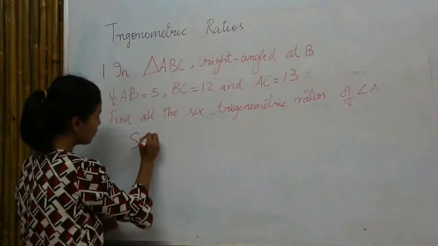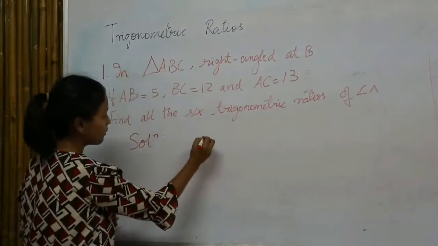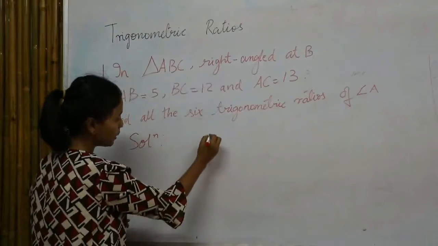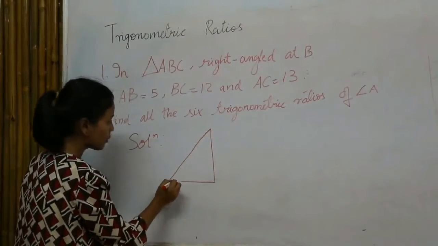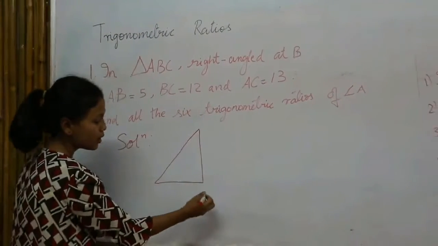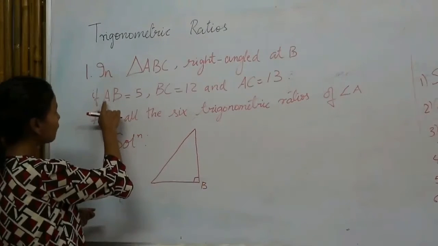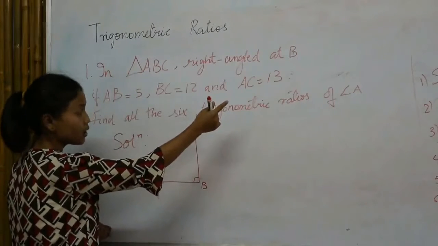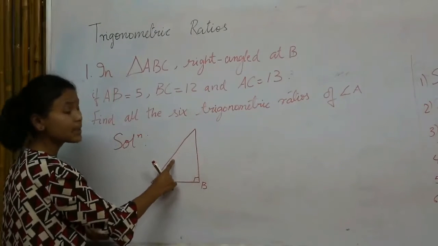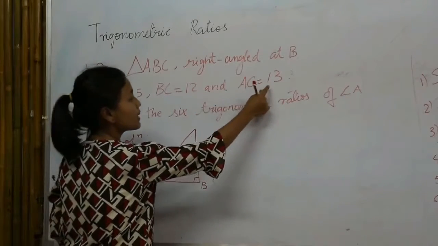First, let us draw a figure. In triangle ABC, right angle at B. Let us draw first a right angle triangle. By the question, it says that right angle at B, so B will be here. Now we have AB is equal to 5, BC is equal to 12, AC is equal to 13. We know that the hypotenuse is the longest side.